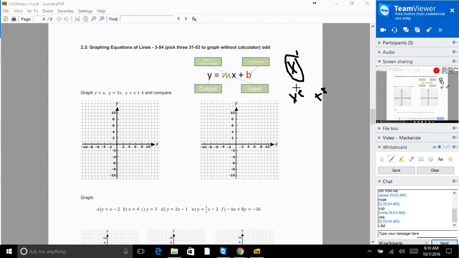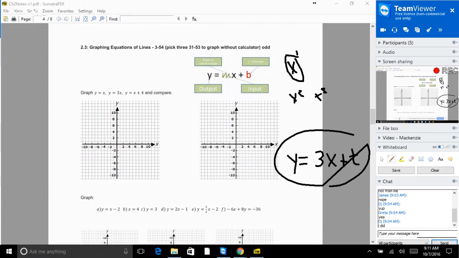The other telltale sign that it's a linear equation is that we don't have more than one variable. It might not always be x, but in algebra, it's probably going to be x. But if you had y equals 3x plus t, this may or may not be a linear equation depending on what t is.